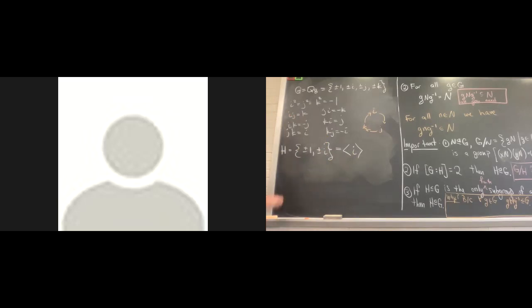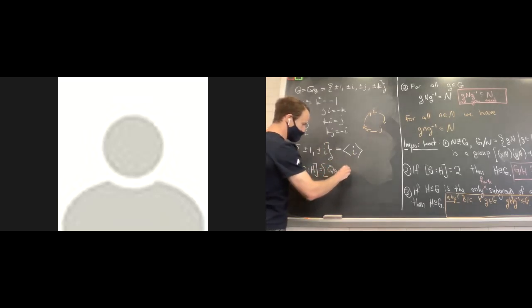Now, let's look at the index. So notice the index of H in G, let's use our notation here. This is the index of the cyclic subgroup generated by i in Q8. So what's the index? Remember, the index is the number of cosets, but we also have a theorem, Lagrange's theorem, which tells us how to calculate that very, very quickly. What is it?